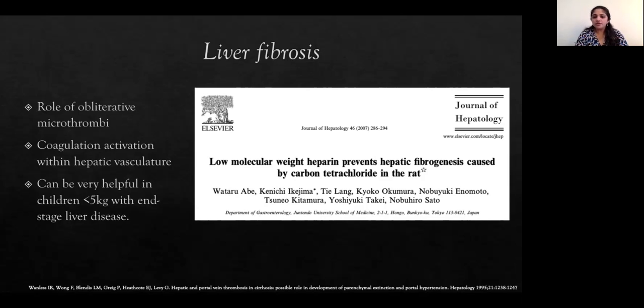It was also shown that low molecular weight heparin was helpful in those rats, and it prevented hepatic fibrinogenesis for the same.